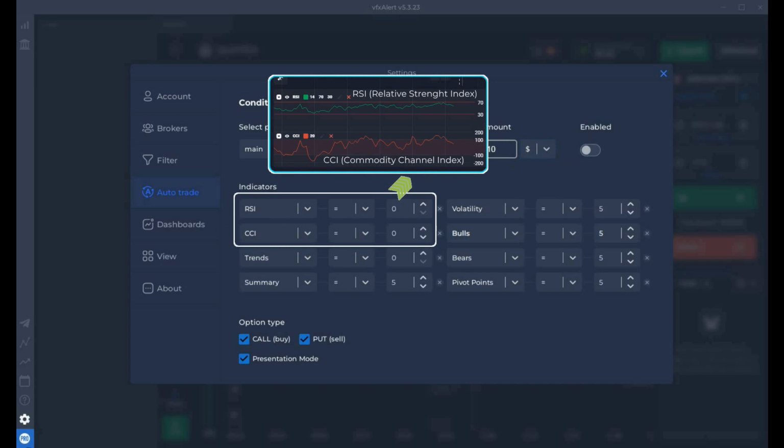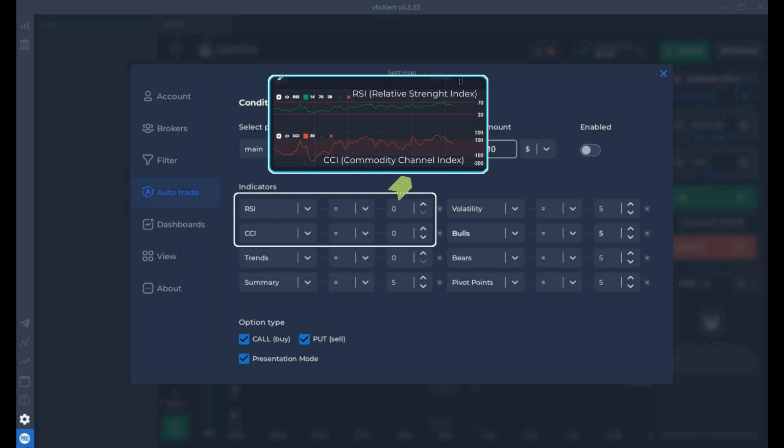Relative Strength Index, showing the transition of the market to overbought or oversold. And Commodity Channel Index, which determines the dynamics of price movement. The indicator rises with the trend and falls before a reversal.